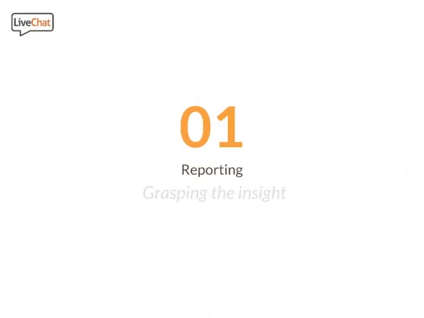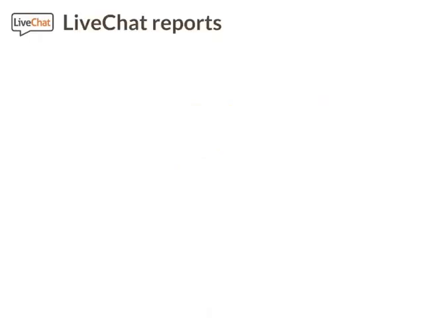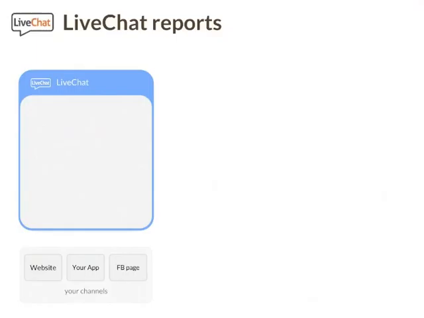Reporting. Reporting gives you an insight into the effectiveness of your live chat. As you know, there are two scopes. The one shown on top is the live chat application and your channels. As you know, you can install your code on the website. Your application will activate the Facebook plugin, and once that's done, you'll be receiving chats in the live chat application.